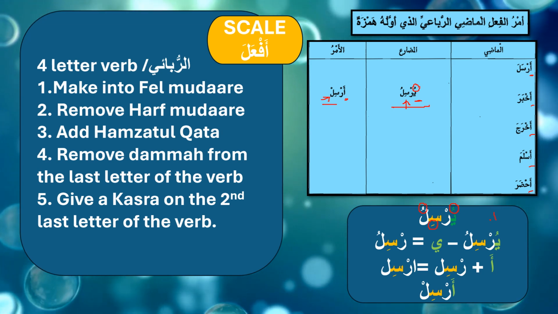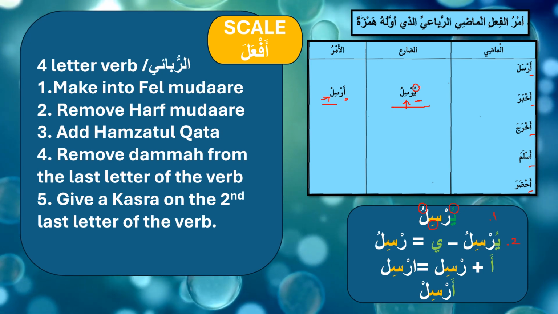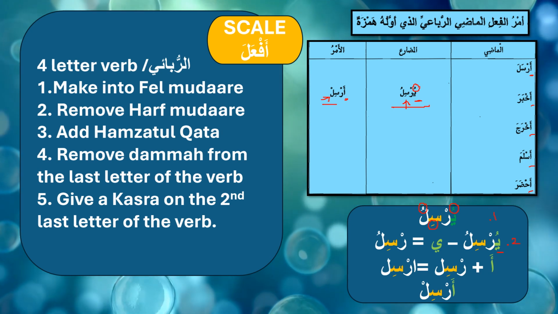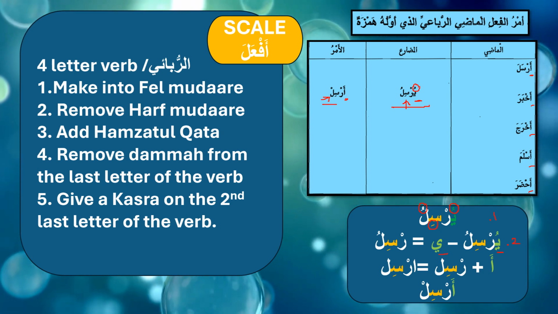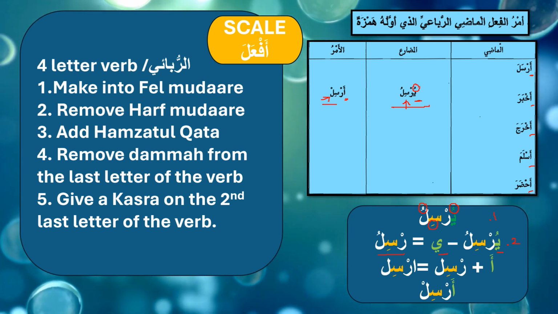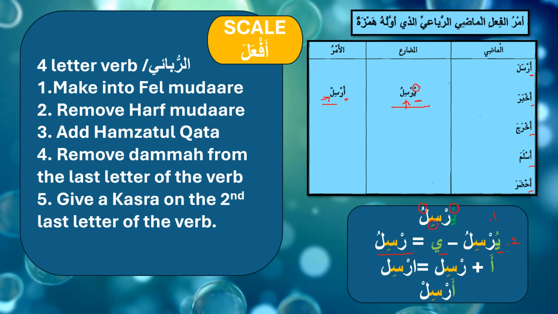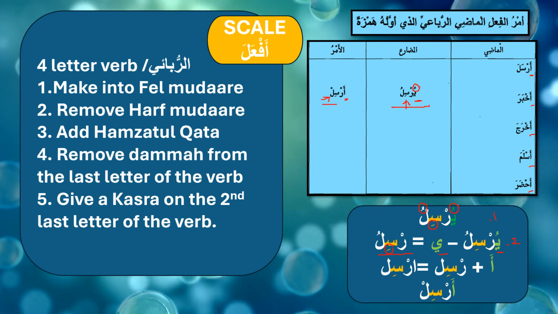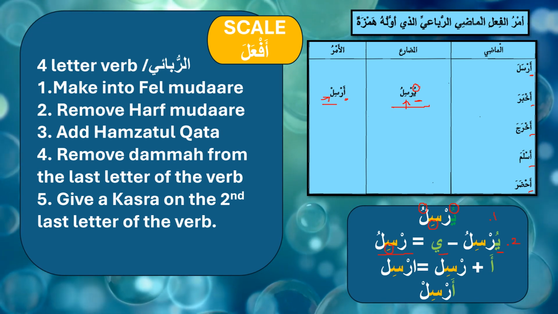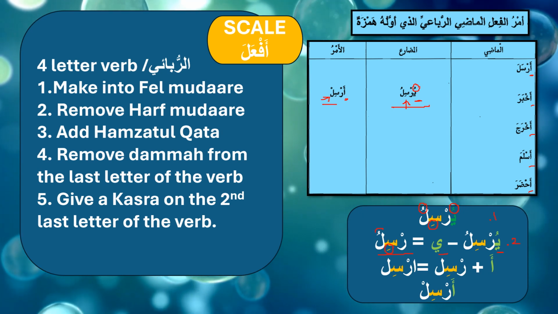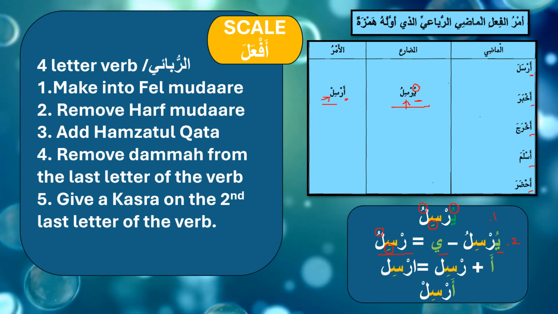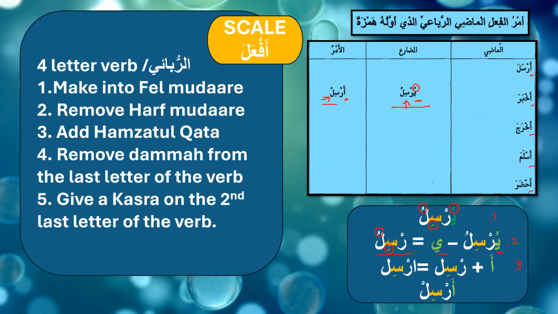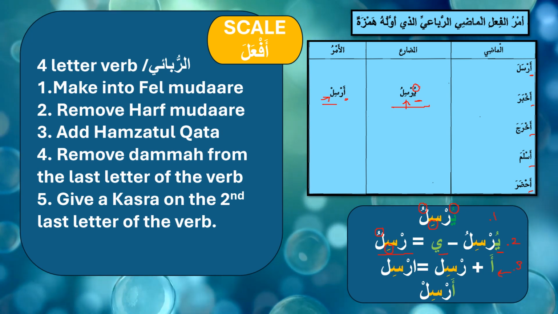So the second step is removing the harf mudare. You know, ya is a harf mudare, so you delete it and you get your three-letter mudare, that is ra with sukun, sin, which is the second last letter. Remember, this is very important, and the lam with dhamma. Remember the harakas. Now in the third step, bring in the hamzatul qata.